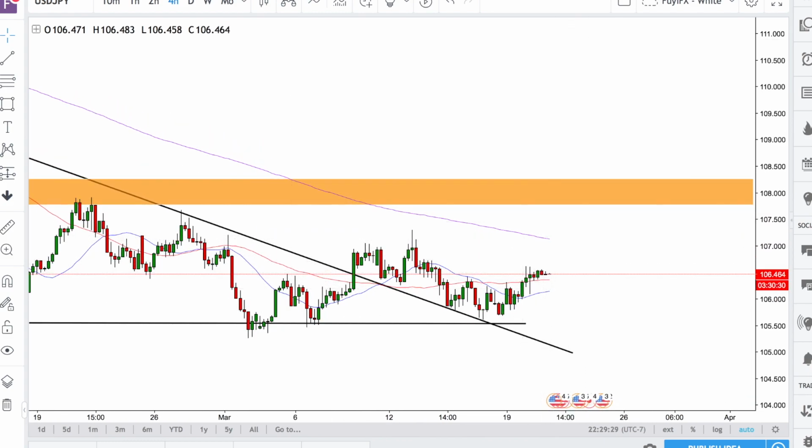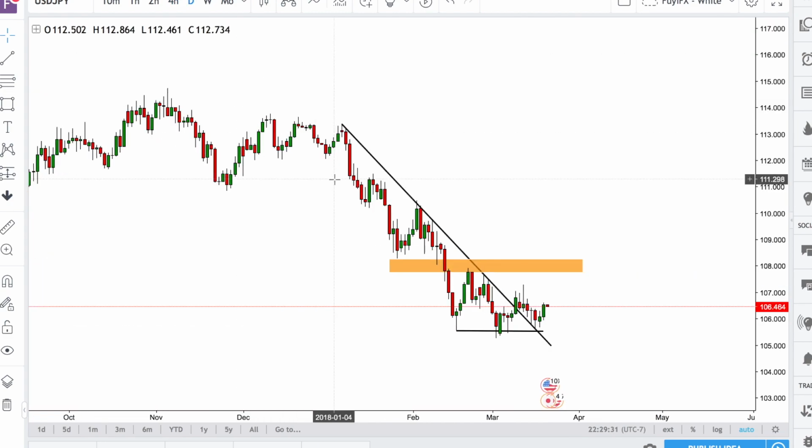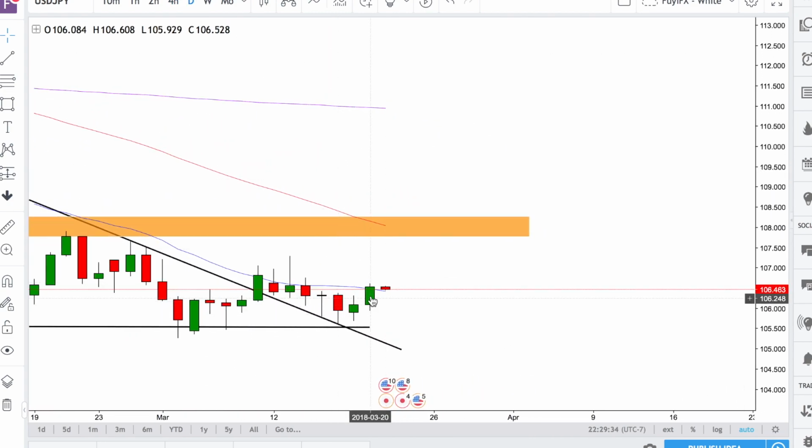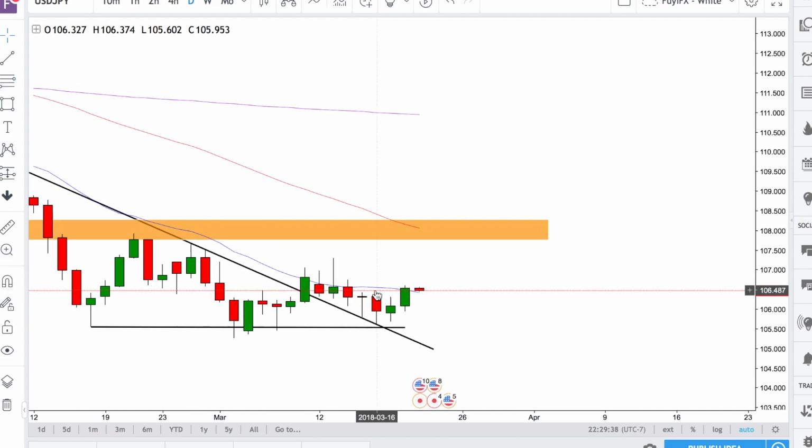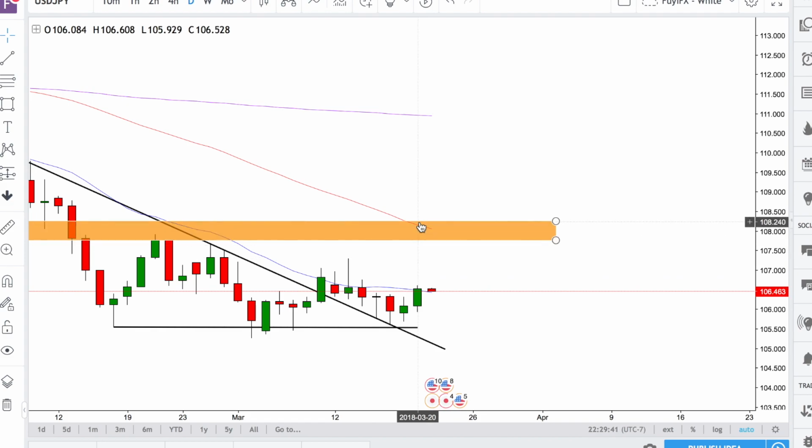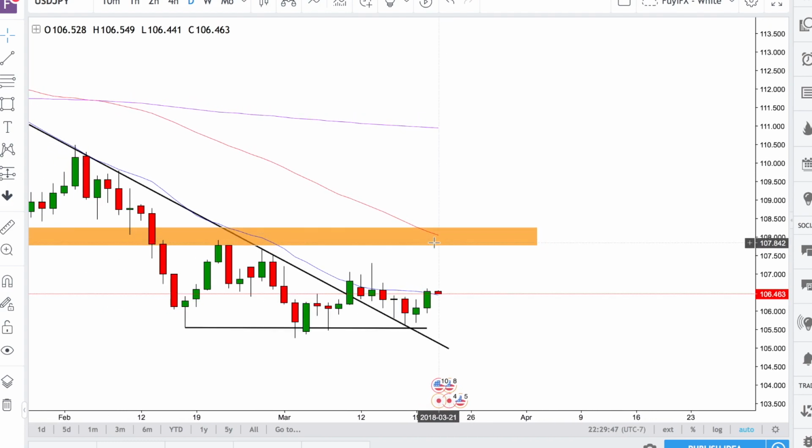Also keep an eye on the 200 MA. The daily has a nice engulfing candle there. We closed above the 20, so that's a good sign on the daily. And you'll see that the 50 MA is sloping right into that 108-ish, 107.75 area that I'm interested in. So that's dollar yen. Let's move on to Euro CAD.